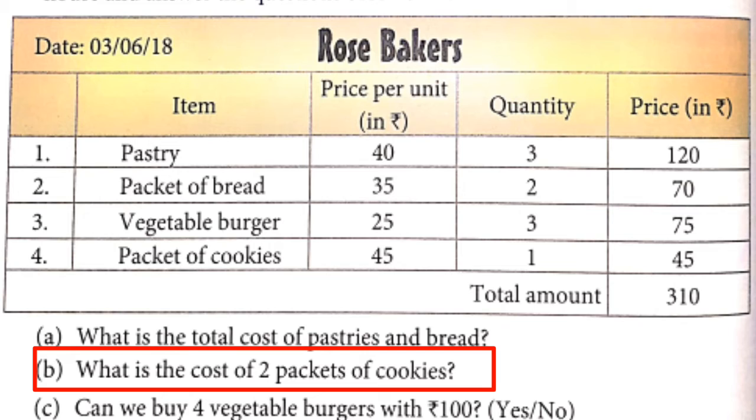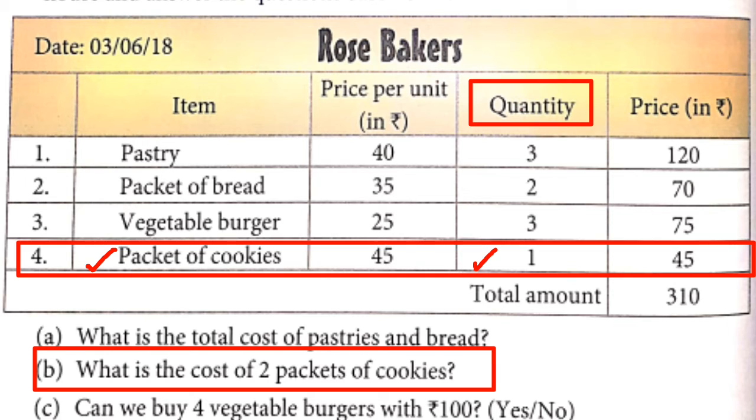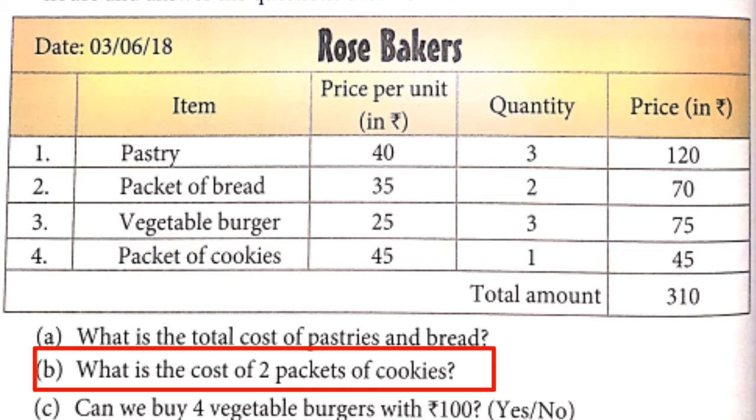What is the cost of 2 packets of cookies? So now see to the cookies in the shopping bill. The last one, the fourth item, the packet of cookies, is given there. So for one packet of cookies, 45 rupees is given there. So here in the question, we have to find the cost for 2 packets of cookies. So we have to multiply those 2 numbers. For the 2 quantity we are going to find.